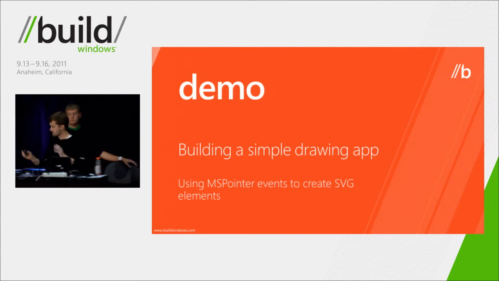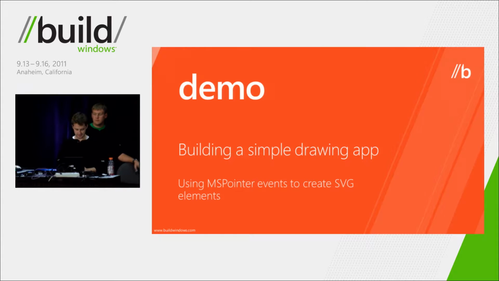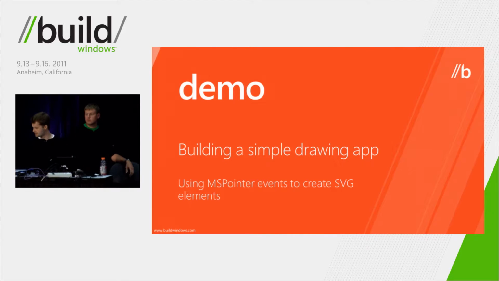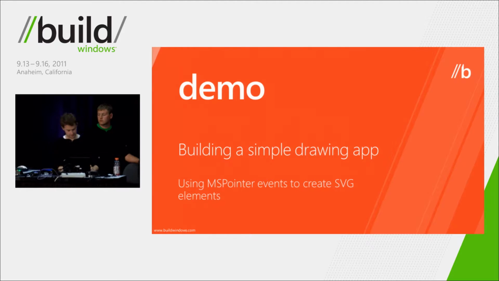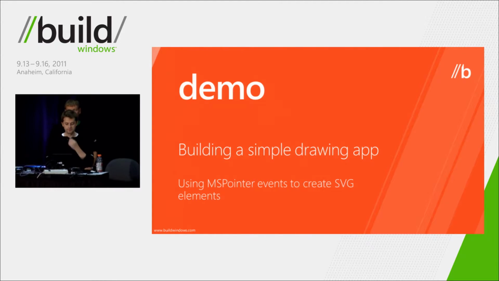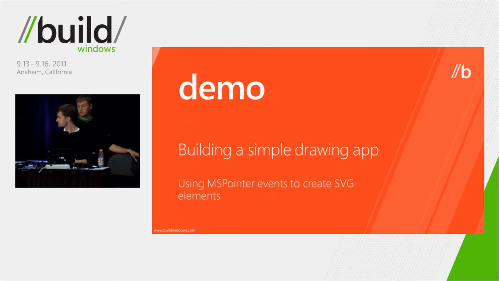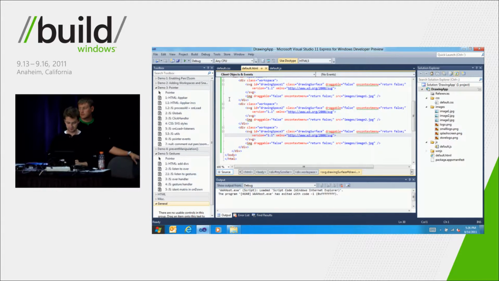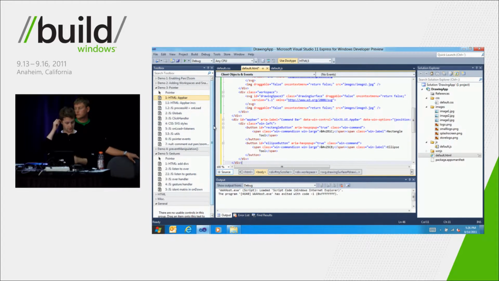OK, so let's get back to the code. And let's actually add our pointer code to our app. OK, perfect. So first order of business is we want our app bar. We want to be able to add those rectangle and ellipse buttons. So we'll add some HTML for the app bar. This is pretty straightforward. If you go look at any of the samples that use an app bar, it looks like this. We've got a div with ID app bar and the data-win-control style. A couple buttons in it for our rectangle button and our ellipse button.